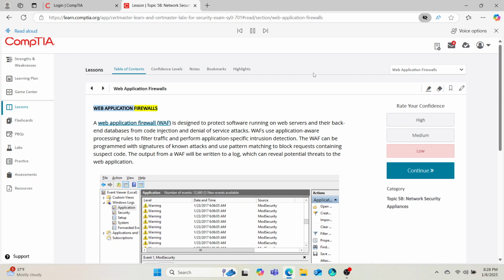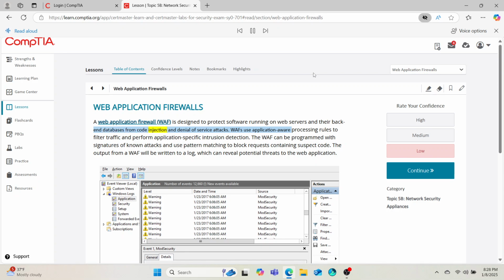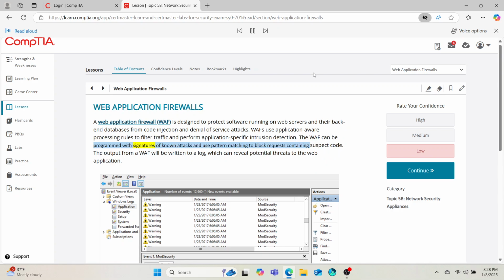Web Application Firewalls. A Web Application Firewall, WAF, is designed to protect software running on web servers and their backend databases from code injection and denial of service attacks. WAFs use application-aware processing rules to filter traffic and perform application-specific intrusion detection. The WAF can be programmed with signatures of known attacks and use pattern matching to block requests containing suspect code. The output from a WAF will be written to a log, which can reveal potential threats to the web application.